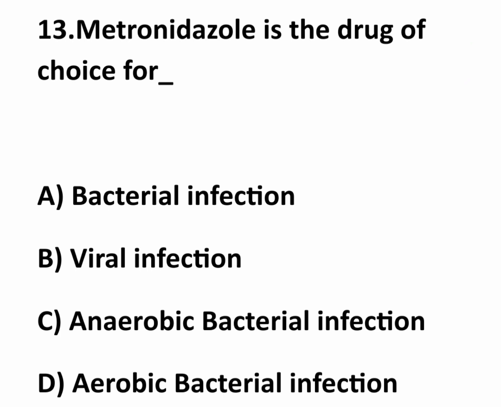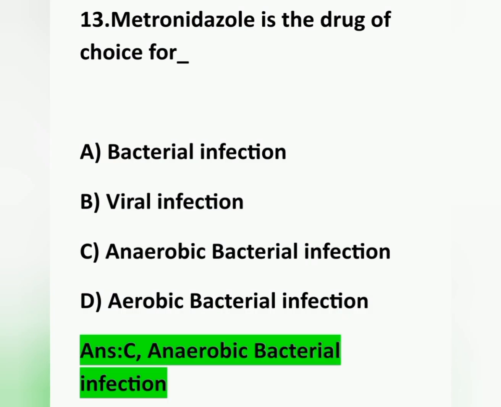The next question, metronidazole is the drug of choice for. Options: option A bacterial infection, option B viral infection, option C anaerobic bacterial infection, option D aerobic bacterial infection. Correct answer is option C anaerobic bacterial infection. Move on to the next question.